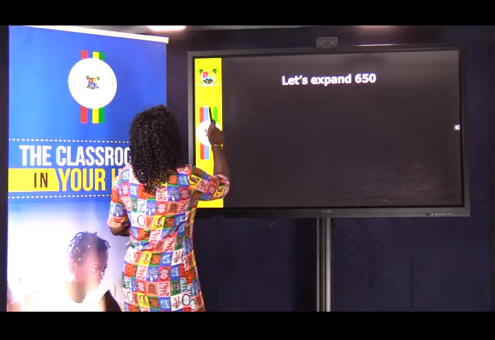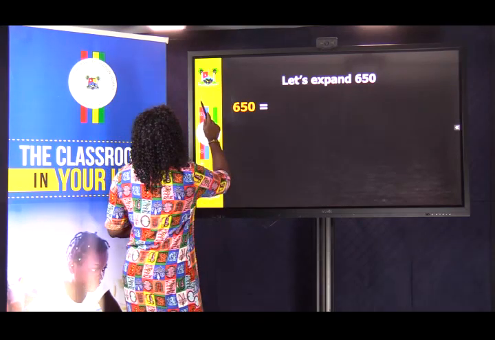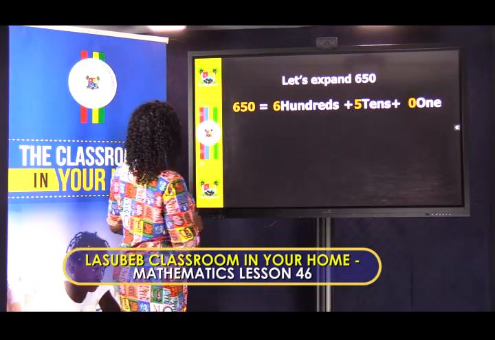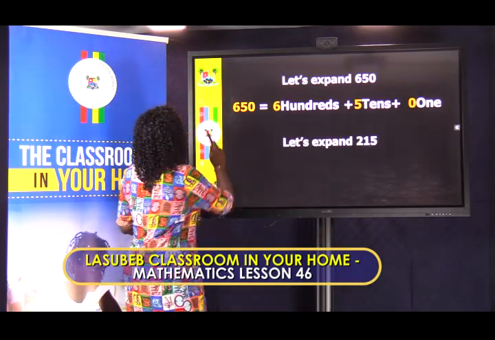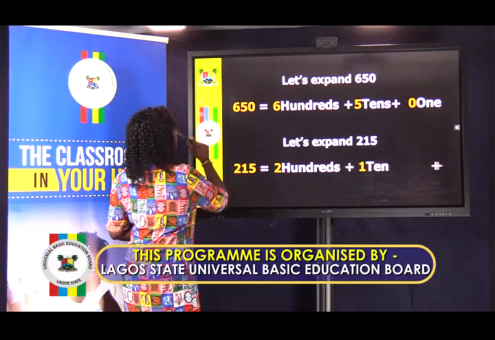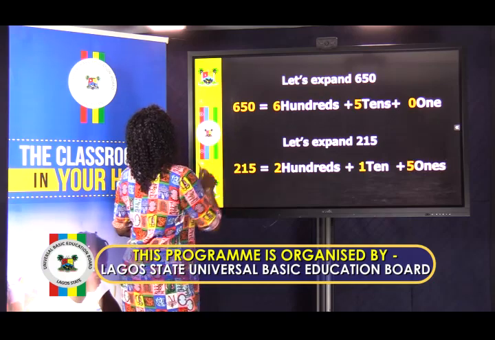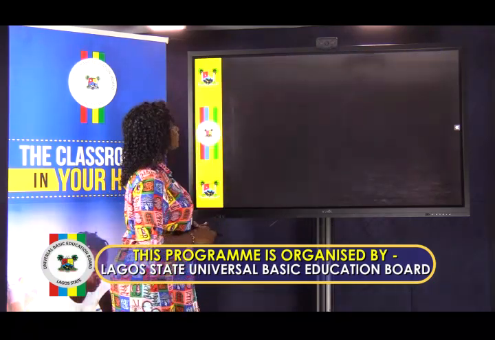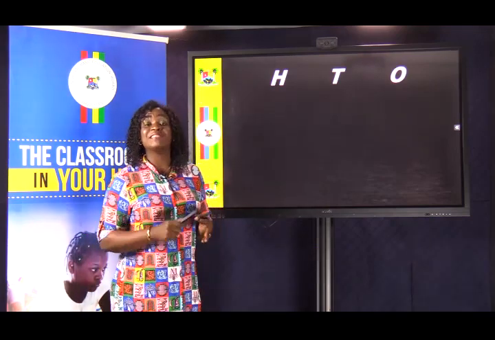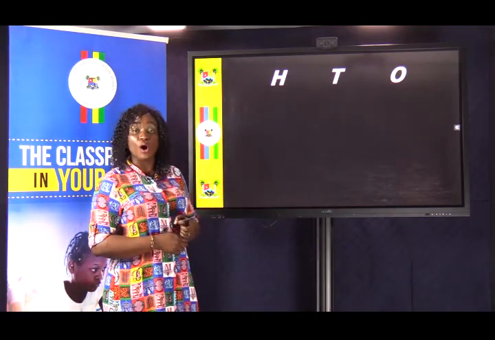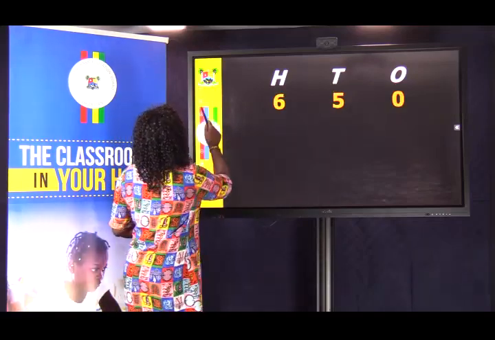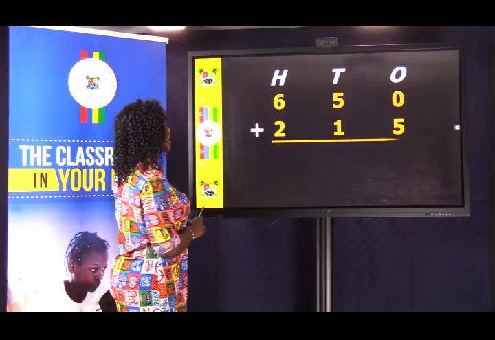Let's expand 650. We have 600, 5 tens, and no ones, 0. Then 215, we have 200, 1 ten, and 5 ones. Now let's add. Remember, we have read, we have interpreted, and we have determined if we are to add or subtract. So let's add under hundreds, tens and ones. We have 650 plus 215.